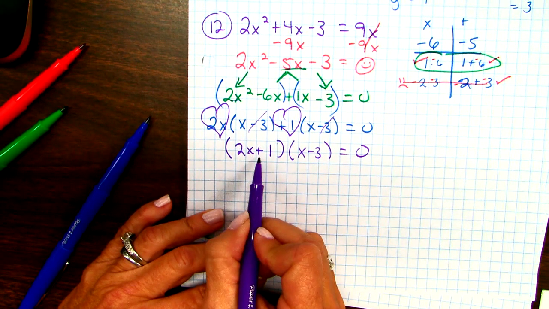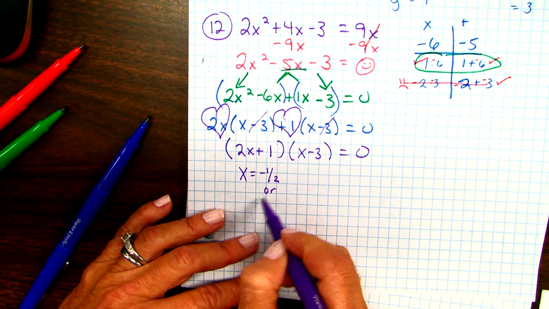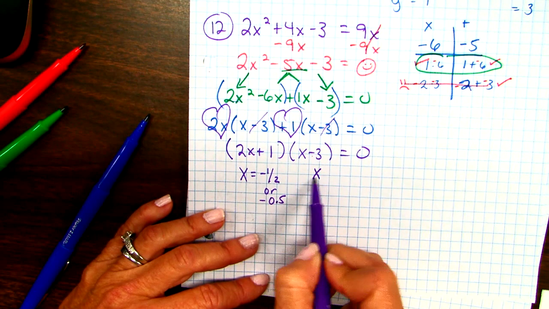When I set this guy equal to 0, I will subtract 1, divide by 2. Or you could do a decimal there. Doesn't matter, because it terminates. And this would be x equals 3.